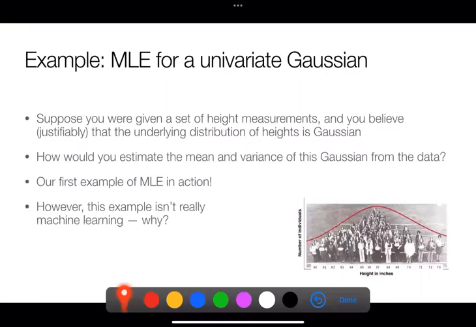But this example isn't really a machine learning example. Can anyone tell me why, either out loud or in the chat? Is it because it's calculus? I'm sorry? Is it because it's calculus? Yeah, so I'm seeing a couple of different answers in the chat. Oh, calculus. I'm sorry. Calculus is okay. We like calculus.